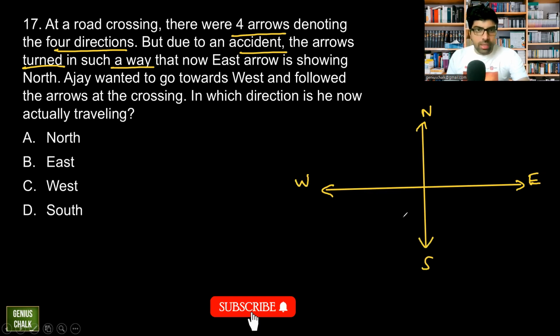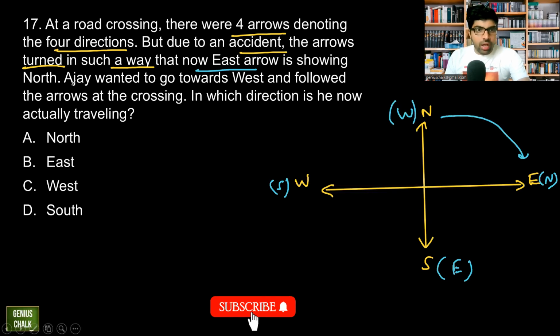Now what is given? It's given that the east arrow is showing north. So this has become north. So if this has become north, this must be south. And on the right of north, it must be west. It must be east. Or this must be east. Right. You can see on the right of north, it's east. So it must be west.